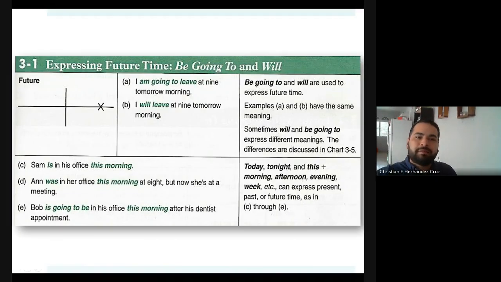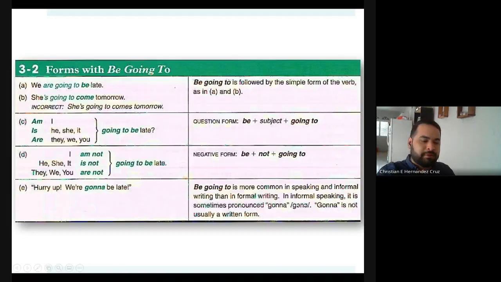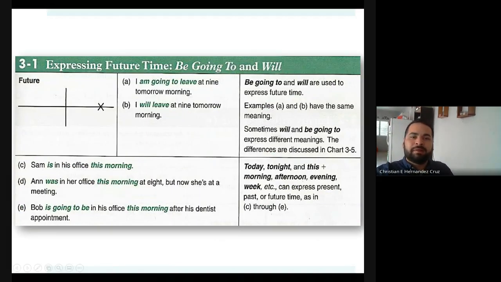Okay, let us read this table and see how we can differentiate between the be going to and the will, which remember are the simple forms. Be going to and will are used to express future time. Examples A and B have the same meaning. Sometimes will and be going to express different meanings. The differences are discussed in chart 3.5. This is 3.1. I'll show you 3.5 later. So for sentence A, I am going to leave at 9 tomorrow morning. And sentence B, I will leave at 9 tomorrow morning. It is the same sentence. It expresses that tomorrow at 9 in the morning, the speaker, I, will be leaving or is going to leave.